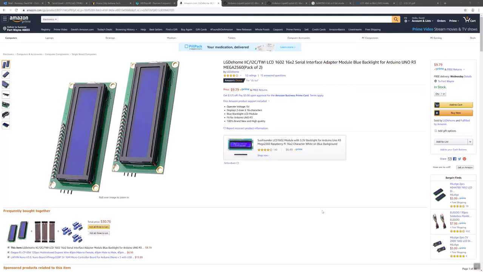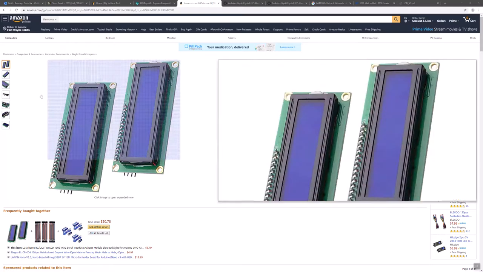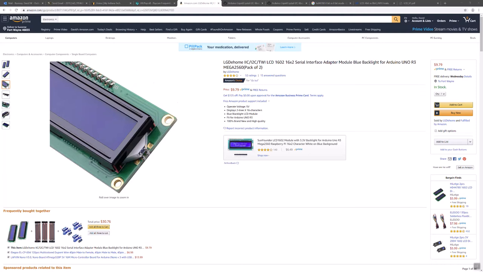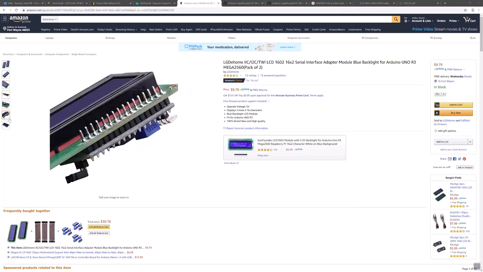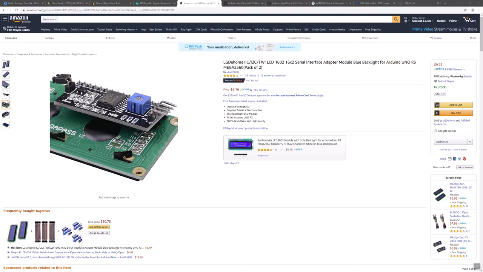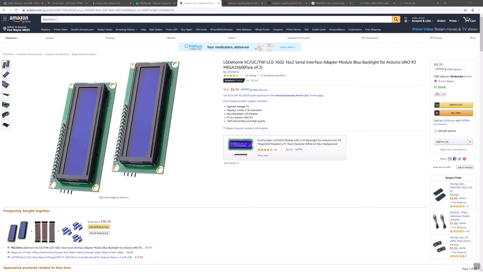There's a 4-bit mode and an 8-bit mode. So there's a lot of different things that we have to understand in order to get this operating. So first off, yours is going to look something similar to this. The key thing I want to point out here is that this is actually an LCD. This is an old LCD screen, very old.